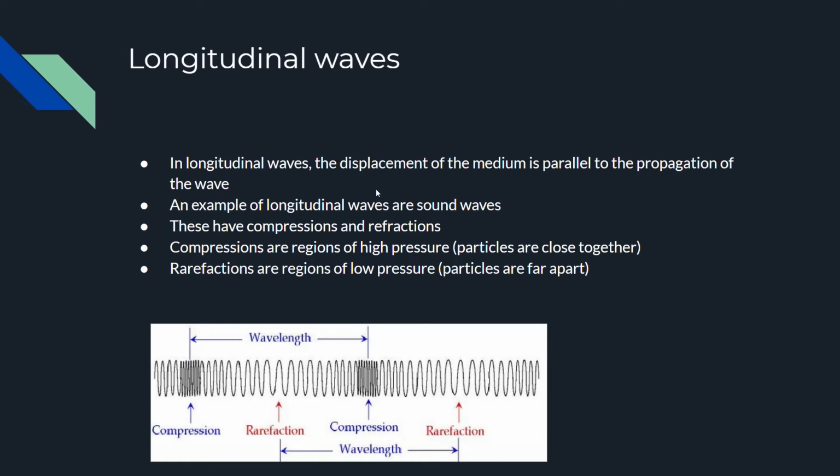Longitudinal waves. In longitudinal waves, the displacement of the medium is parallel to the propagation of the wave. An example of this type of wave is a sound wave. These types of waves also have compressions and rarefactions.